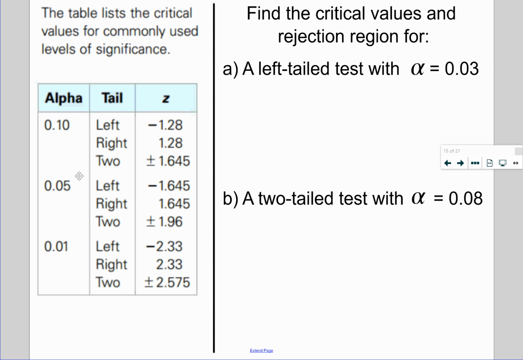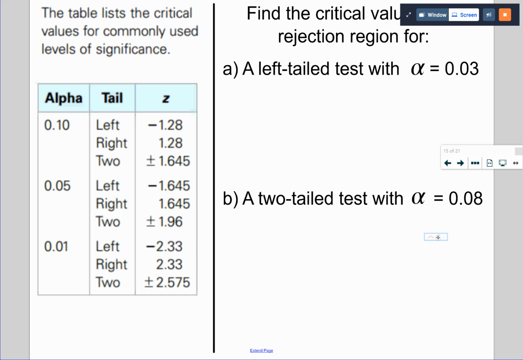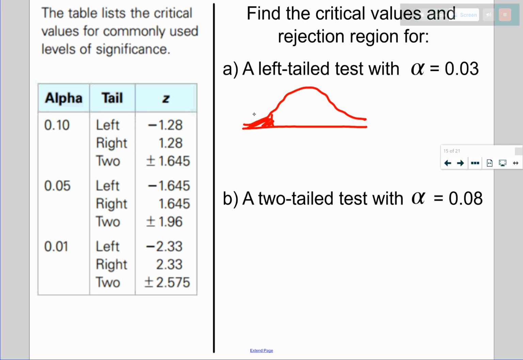To the right of this, then, I'm going to show you how, if you have a level of significance that isn't one of these common ones, you can find the critical values that go with it. So let's say we have a level of significance of 0.03. Think of that as, if I draw this, if it's a left tail test, 0.03 is this area to the left.